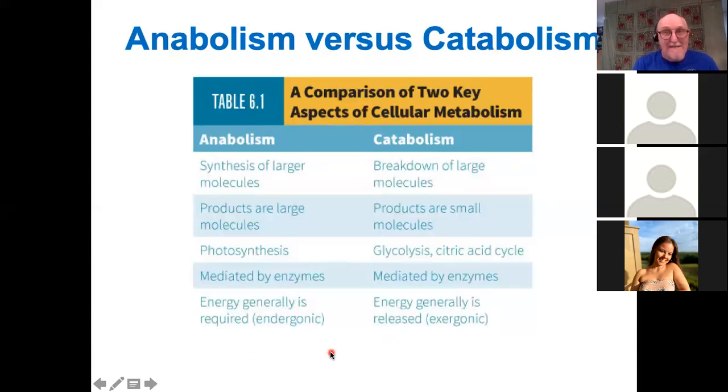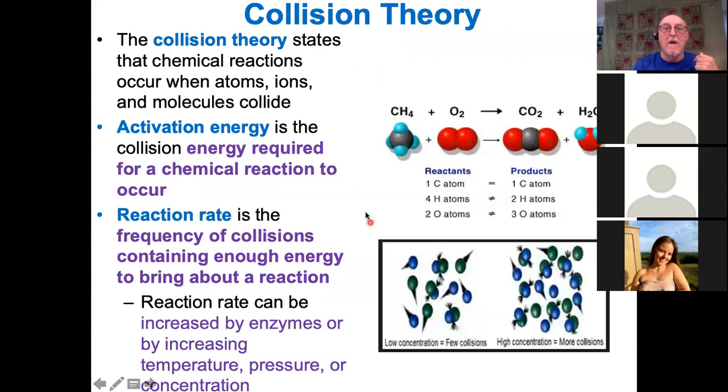Anabolism requires an input of energy. They are endergonic. And catabolic reactions will release energy from the reactions. They are exergonic. Okay, so let's just think for a minute.